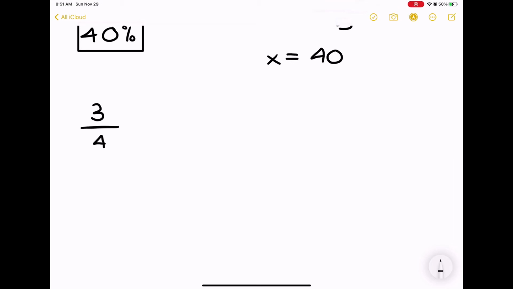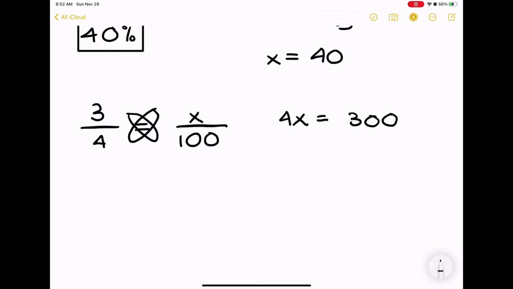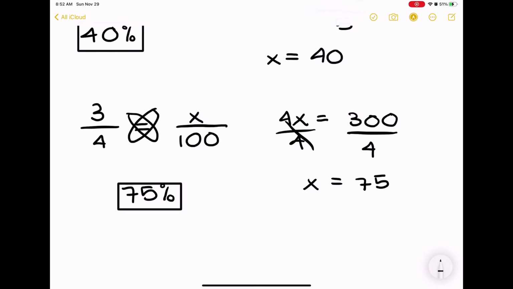Now let's say we have 3 over 4. Just as we did before, we are going to set up a proportion. So 3 over 4 is equal to x over 100. If we use cross multiplication, we get 4x is equal to 300. And to isolate the x, we divide by 4. So we get x is equal to 75. So we know the answer is 75%.